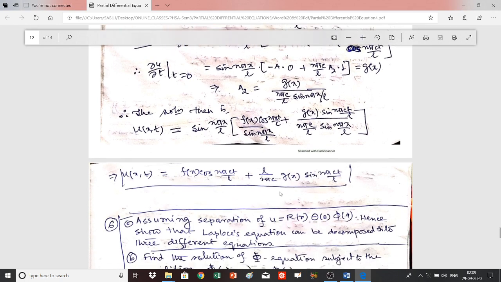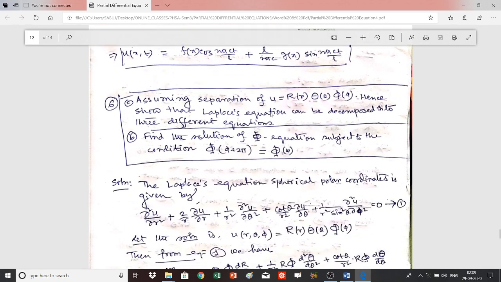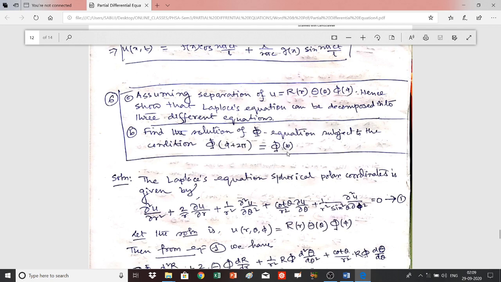Okay. Now assuming another problem, that is assuming separation of u(r, θ, φ) in this way, show that the Laplace equation can be decomposed into three different equations. You have to prove it first, and then there is a condition in the phi equation, that is Φ(φ + 2π) is equal to Φ(φ). You have to use this condition.